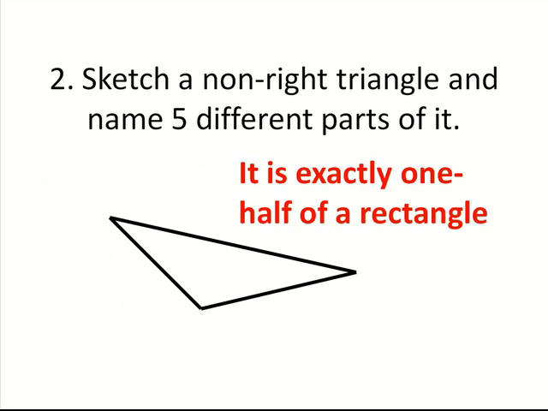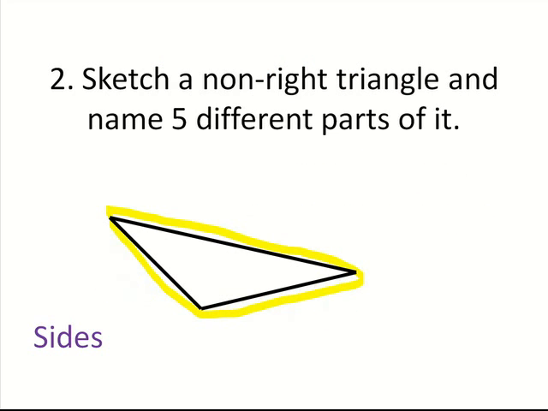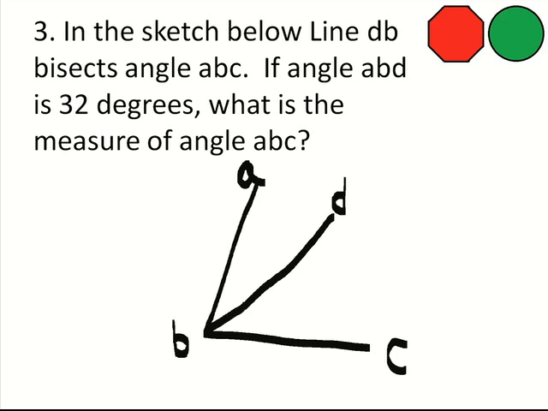It is exactly 1/2 of a rectangle. So you see here exactly 1/2 of a rectangle. Sketch a non-right triangle and name 5 different parts of it. It has sides, not legs and a hypotenuse. Non-right triangles have sides. It has angles, 3 of them, and of course you already know they sum to 180 degrees. Number 3, click on the stop sign and see if you can solve the problem.